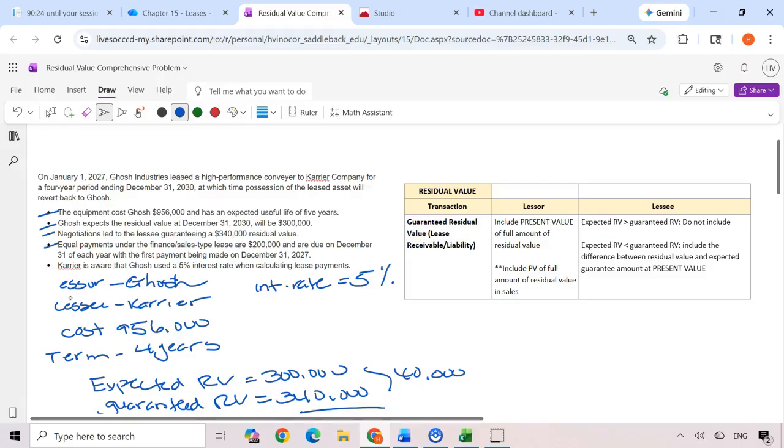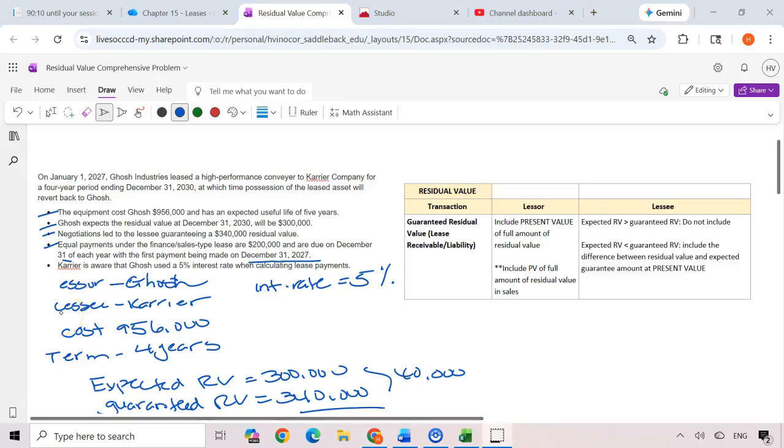Equal payments under the finance sales type lease are $200,000 and are due on December 31 of each year, with the first payment being made on December 31. Carrier is aware that Gosh used a 5% interest rate when calculating lease payments.